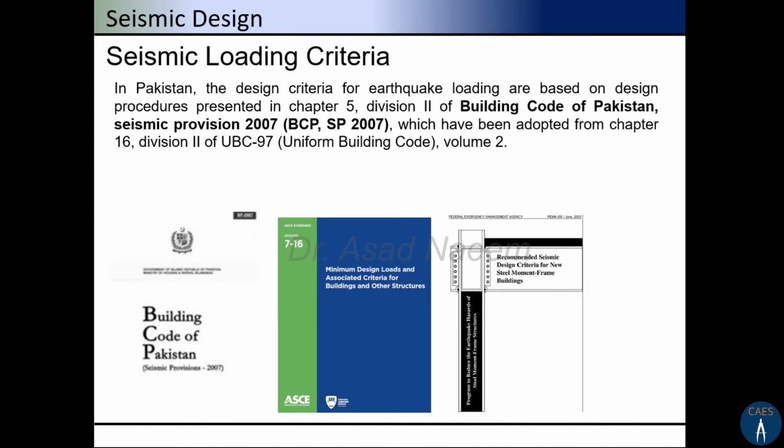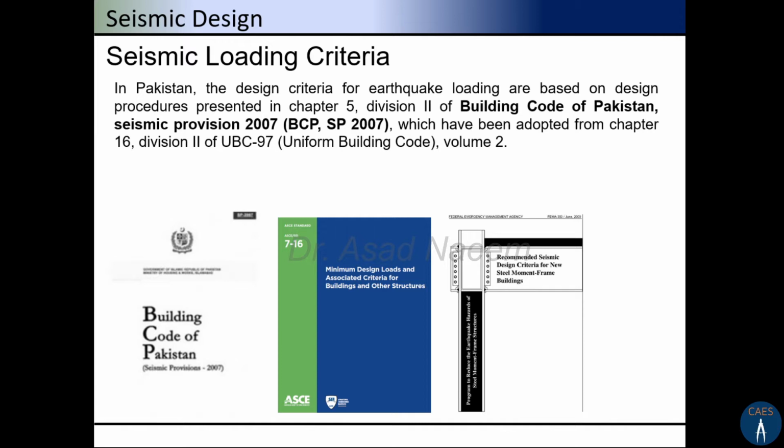The Building Code of Pakistan uses the seismic provisions provided in UBC 97, the Uniform Building Code, and there are other codes which provide the minimum design load criteria for buildings and other structures, with a chapter for seismic design, which is ASCE, American Society of Civil Engineers 7-16. And there is also a similar code for seismic design of steel structures. Then we have Eurocode, the Japanese code, the Korean code, and definitely the New Zealand and Australian codes.